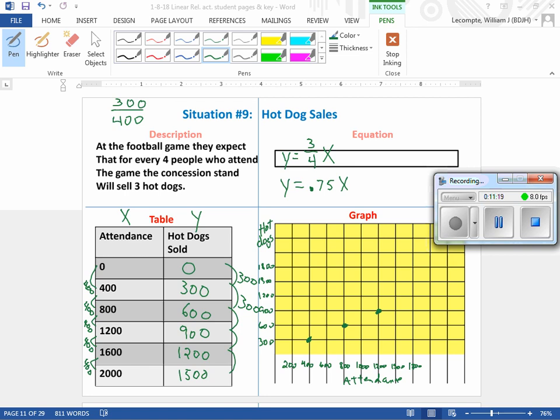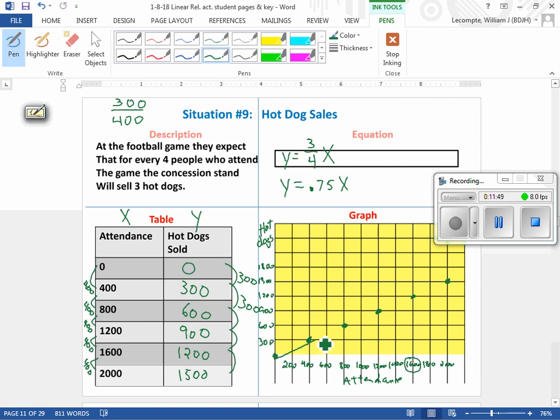So I wrote those numbers down a little bit wrong, but now I got them right. So I got 1,600 here instead of 1,500. So we're going to go 1,600, and we're going to sell 1,200. So that goes right there. So 1,200 sold 900, 1,600 sold 1,200, and then we're going to go to 2,000, and we're going to sell 1,500. All right, so let's start with 0 here, and we'll just make our line as best as possible.